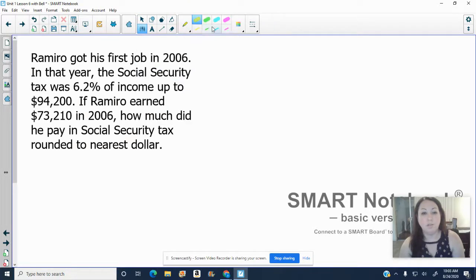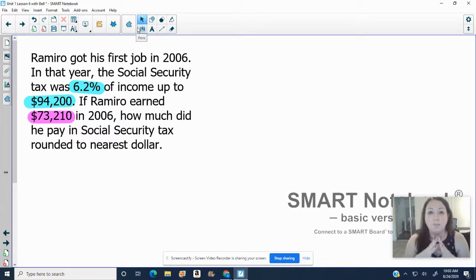First thing that we're going to do is just highlight some of the important information. One, we know that the Social Security tax payment is 6.2% of the income, and it's specifically the income up to $94,200. The other thing that it tells us is that Ramiro earned $73,210. The only thing that's tricky about this question is that we have to look at what he made versus what the tax value is.